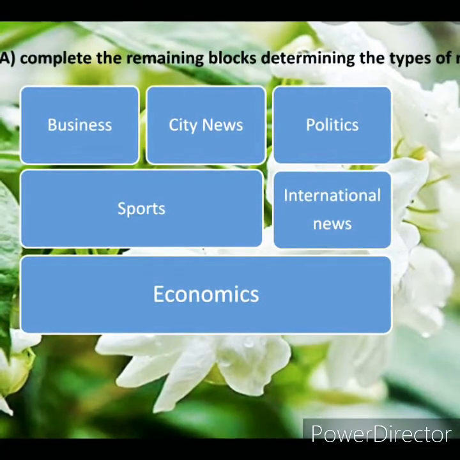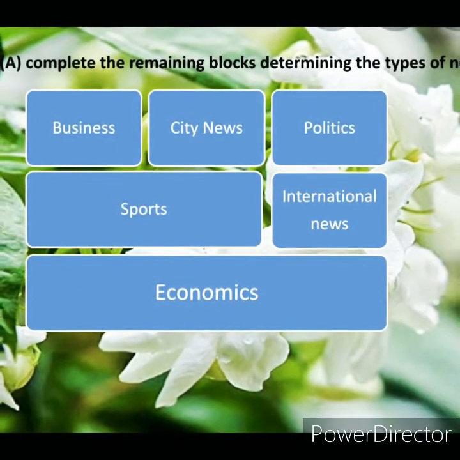The next question is to complete the remaining blocks determining the types of news.